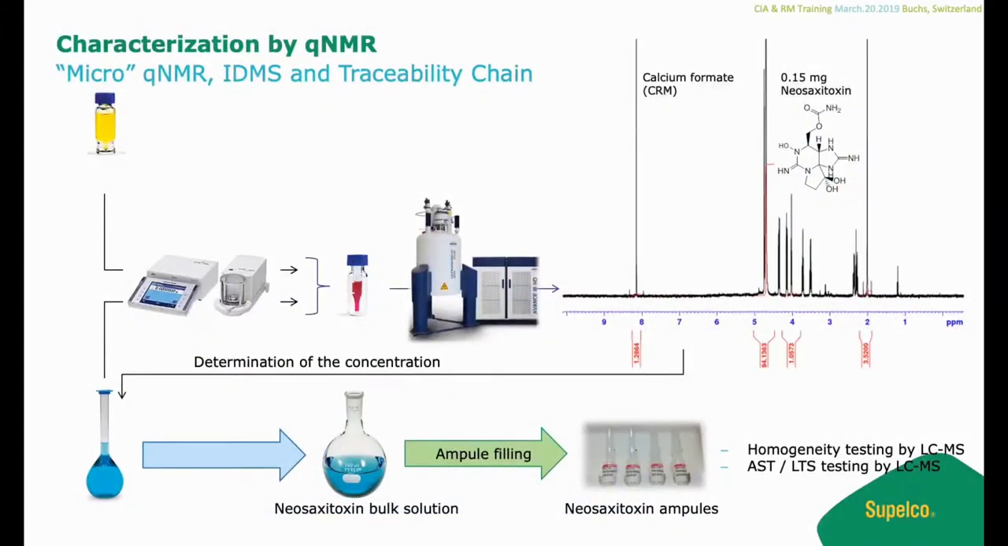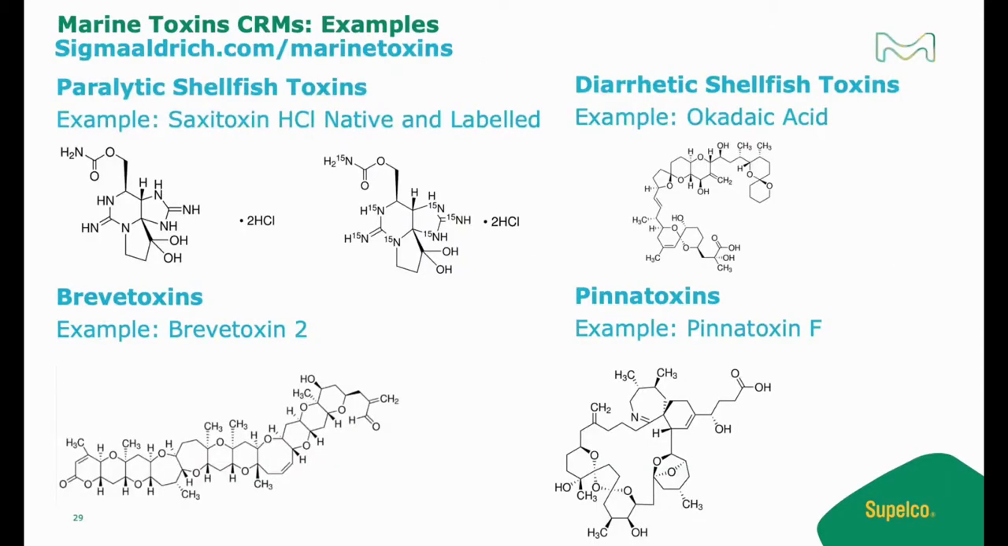So we are using a combined method of quantitative NMR and isotope dilution MS to certify these compounds, we call micro-QNMR. A few milligrams are enough to prepare a stock solution. An aliquot of this solution is quantified by quantitative NMR. After that, the stock solution is diluted to the final concentration of the CRM and filled in ampules. The stability tests are then performed by isotope dilution MS. Using this method, we have so far launched 15 CRM solutions.